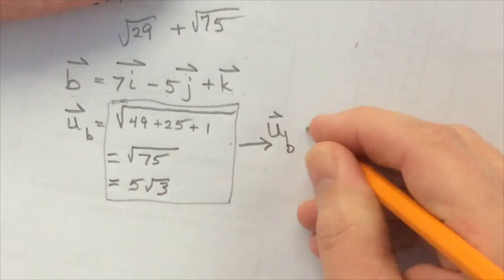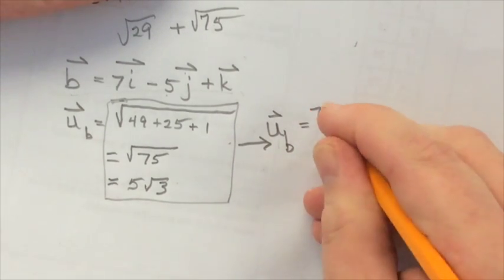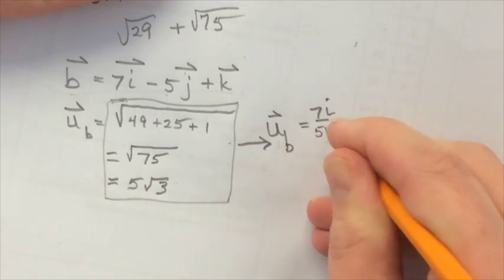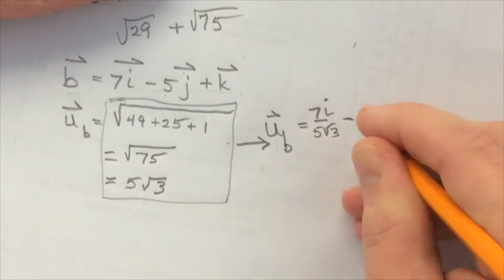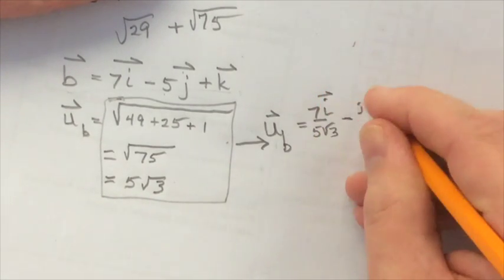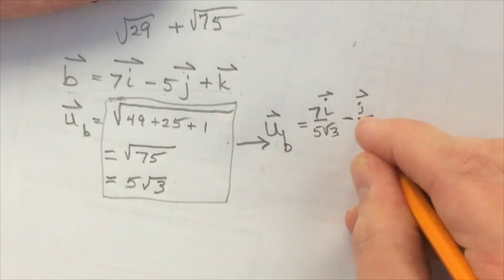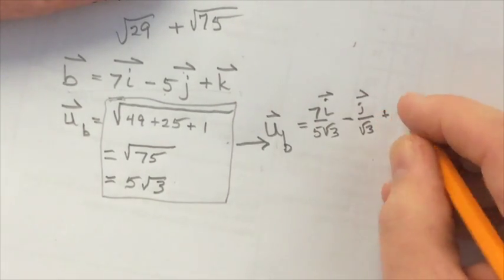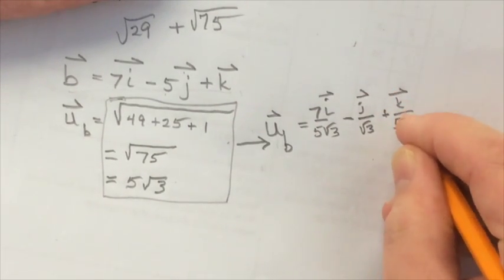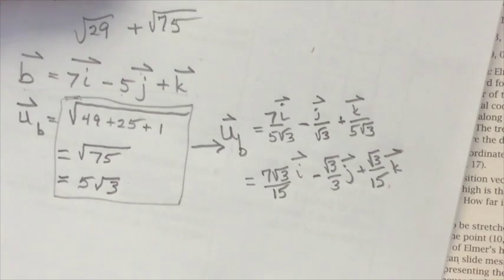So we're going to take vector B, okay? We're going to get the unit vector of it, and we're going to do that by dividing each one of the components by 5 square root of 3. Then, of course, you've got to simplify whatever answer you get, and it looks like this.